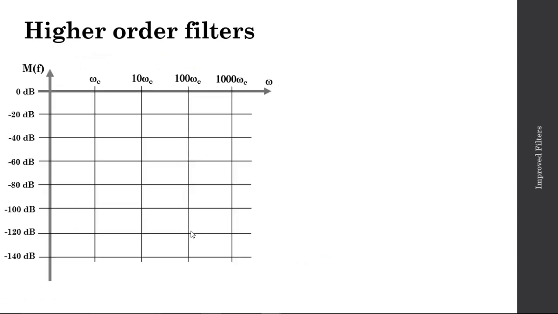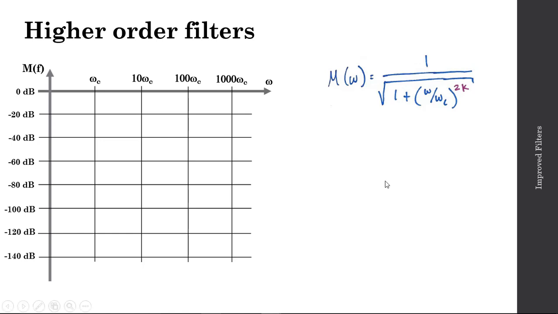So let's take a look at this graphically. Here I've rewritten my magnitude ratio, where the magnitude ratio is equal to 1 over the square root of 1 plus the quantity omega over omega c, all raised to the 2k power, where k is the order of the filter. And at left, I'll be plotting the response of filters for different orders.